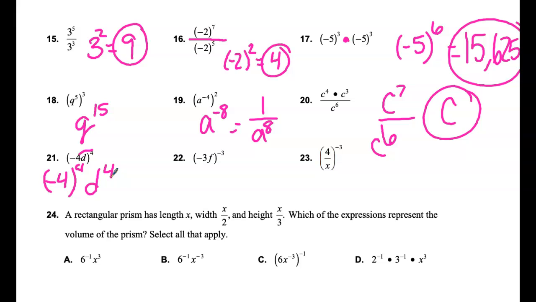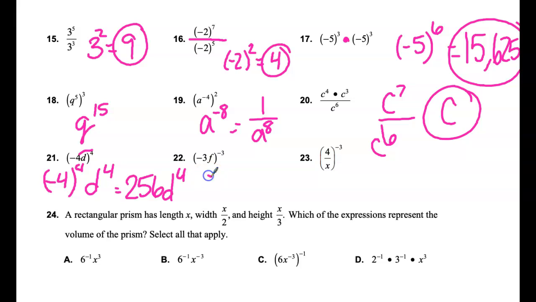Is my answer going to be positive or negative? Positive, because I have an even number of negatives. So it would be 256 d to the 4th. Okay, 22, what do I do?